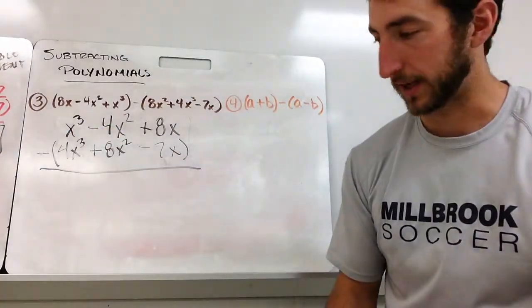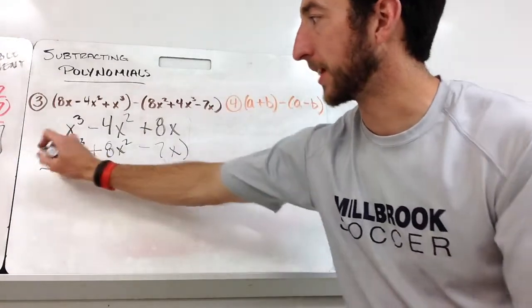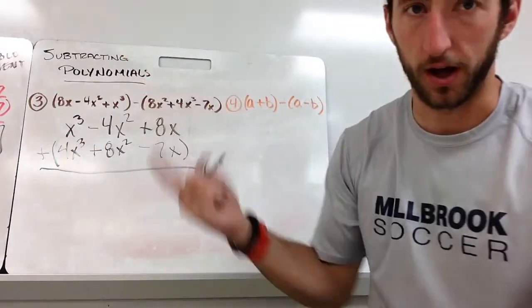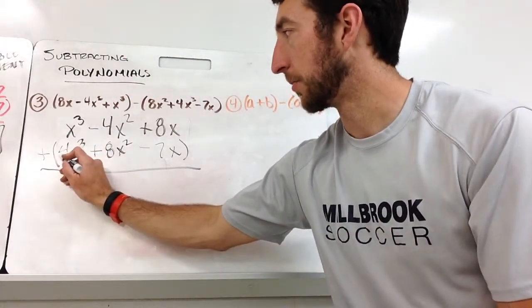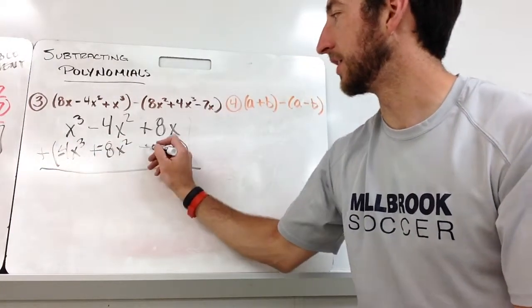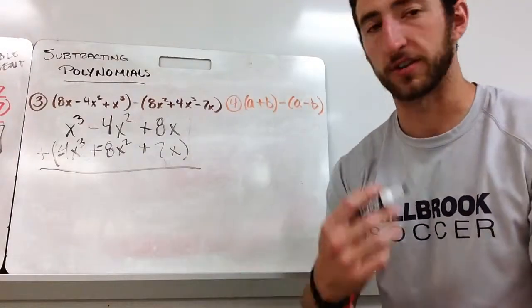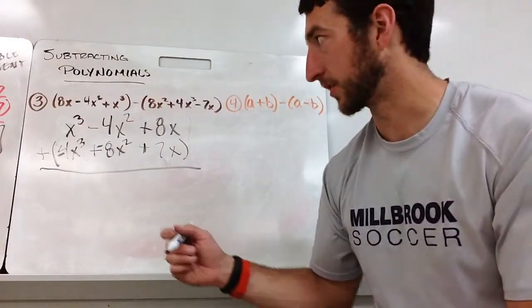Alright, so what I like to do is distribute this negative throughout here. So I'm going to make this a plus. I like to make it addition, but that means that this is going to be a minus sign, this is going to be a minus, and then that's going to be a plus. So if you subtract, you change all the signs for everything inside the parentheses.